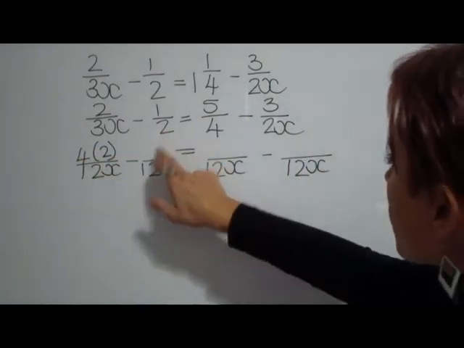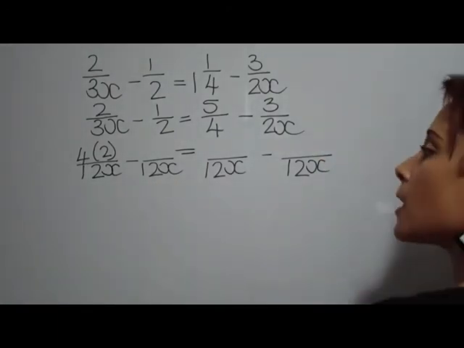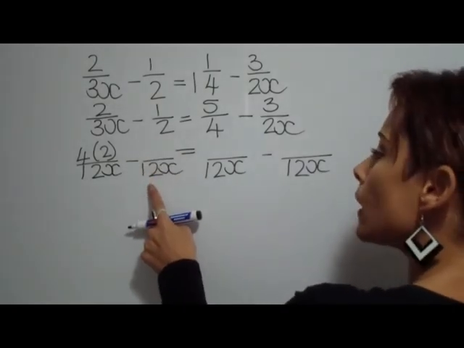Beautiful. 2 times what is 12? 6. Do I need an x? Yes. So I must times by 6x. 2 maal 6 is 12. Het ek die x nodig? Yes.